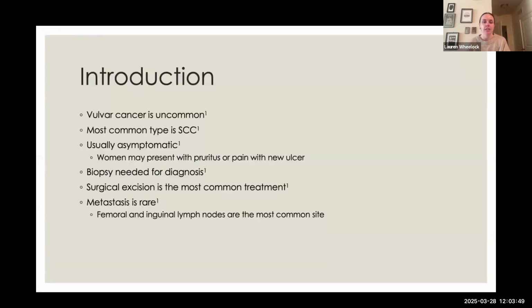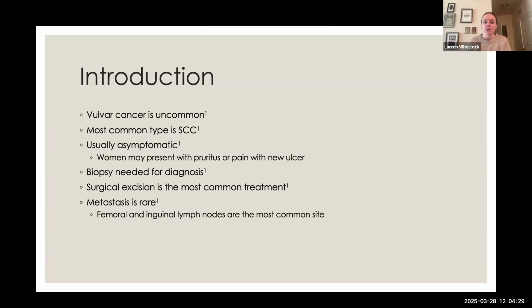So vulvar carcinoma is an incredibly uncommon carcinoma and only accounted for around 4% of all gynecological malignancies diagnosed in the year 2021. Of that 4%, the most common type of vulvar carcinoma is squamous cell carcinoma, which accounts for around 80% of all vulvar carcinoma diagnoses. Typically, vulvar carcinoma is asymptomatic. However, if patients do experience symptoms, the most common seem to be pruritus or pain with a new ulcer. Bleeding and abnormal discharge can also occur, although that's even more uncommon than symptoms in the first place.